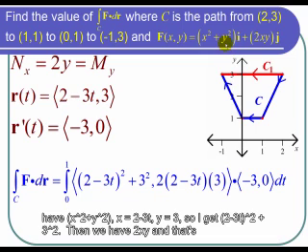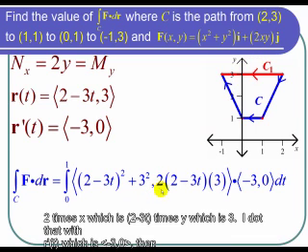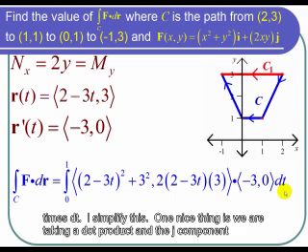Then we have x squared plus y squared. x is 2 minus 3t, y is 3. So I get (2 minus 3t) squared plus 3 squared. Then we have 2xy, that's comma, 2 times x, which is 2 minus 3t, times y, which is 3. And I dot that with r prime of t, which is (-3, 0), then times dt.